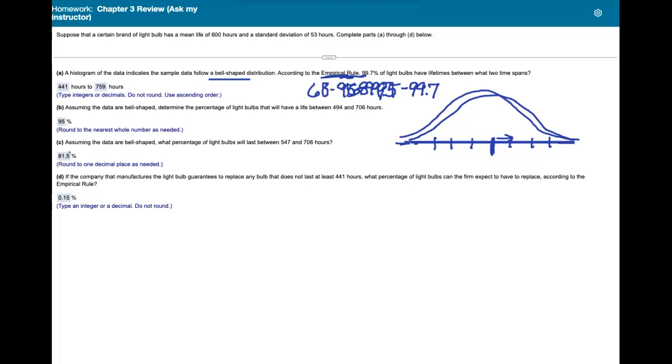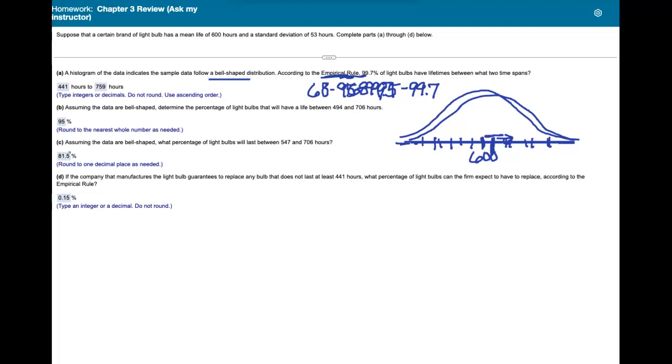So as we look at the mean, that's going to be here at the center of this distribution. That's the average lifetime of these light bulbs, 600. So I'm going to go ahead and label that as 600. And the standard deviation is 53. Now, most of your data is going to occur within 3 standard deviations of the mean. So I'm just going to mark out 3 places to the right, 1, 2, 3 here on the side, and 1, 2, 3 to the left.